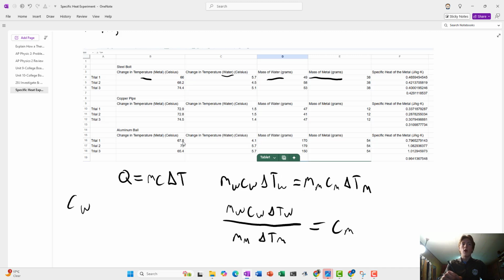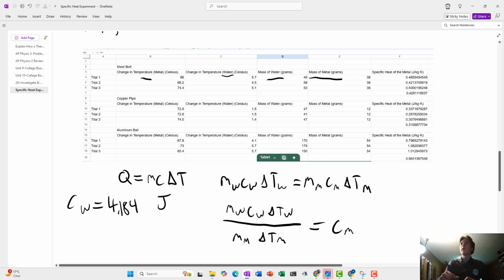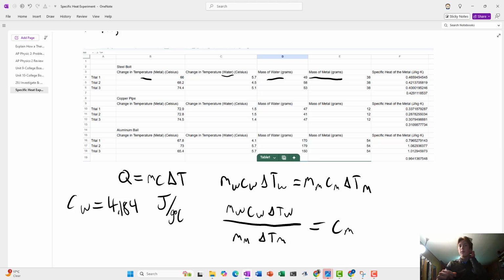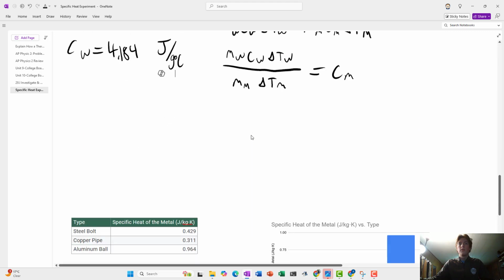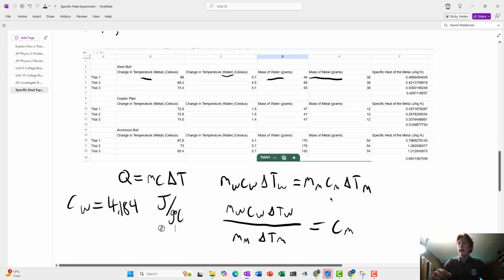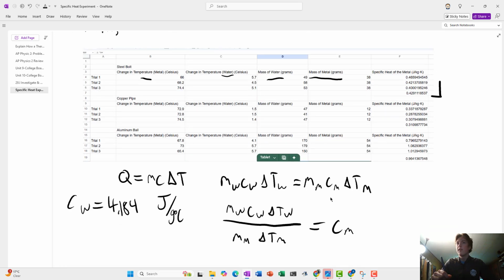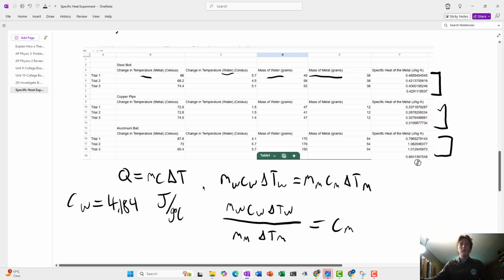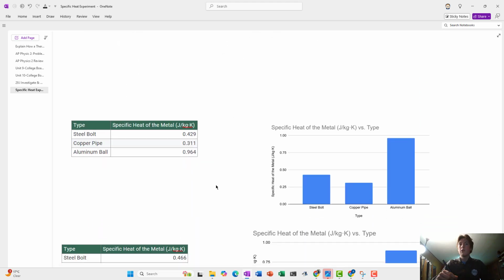But the specific heat of water is just 4.184. The units are joules per grams times degrees Celsius. So I plugged in that. I got all the values here, the specific heats, and then I averaged them out for each metal. And then I used this average and plotted them into this table here. So that's all the averages of the specific heats of all the metals.